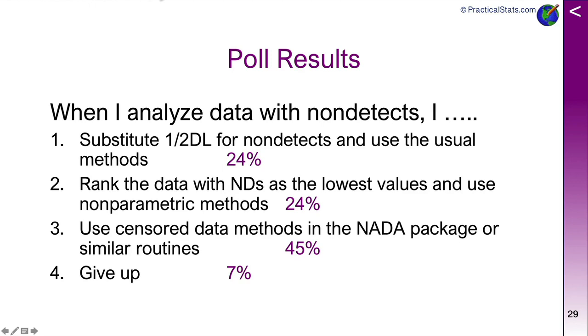Calling all of the non-detects the lowest value and using the non-parametric tests is a wonderful procedure if you have one detection limit, because you know that all of the non-detects are the lowest values in the data set. And so they can be ranked, they'll be tied with each other, and it's a great procedure with one detection limit. But with multiple detection limits, it's really not correct.